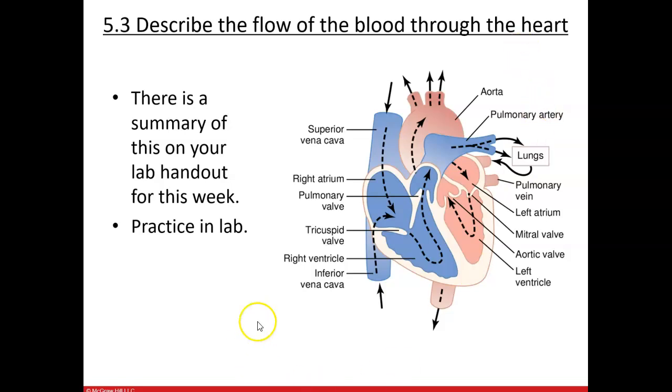I'm just going to do it again. I'm going to say it all again. It's going to go from the superior and inferior vena cava into the right atrium, through the tricuspid valve to the right ventricle, through the pulmonary valve to the pulmonary arteries, pick up oxygen in the lungs, go back to the heart in the pulmonary veins, to the left atrium, through the mitral valve to the left ventricle, out the aortic valve, and out the aorta to the rest of the body.